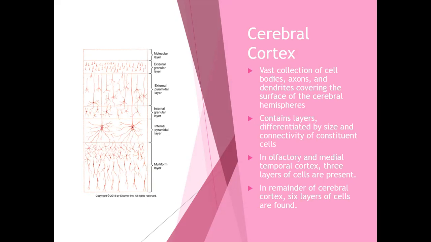In the olfactory and medial temporal cortex, there are 3 layers of cells. In the rest of the cortex, there are 6 layers of cells. I'm not going to expect you to name all the individual layers, and in fact, I'm not even going to talk about them. But you should just know that it's very layered and then very convoluted upon itself. So you have those gyri and sulci, which are the bumps and grooves of the cerebral cortex. That's how we get this big collection of neurons all crumpled into this small little package that we can stick in our cranium.